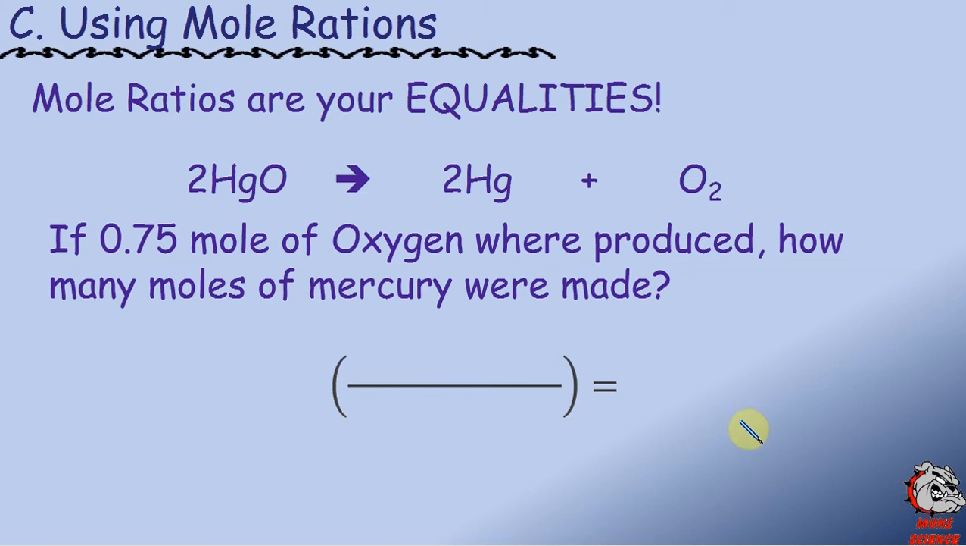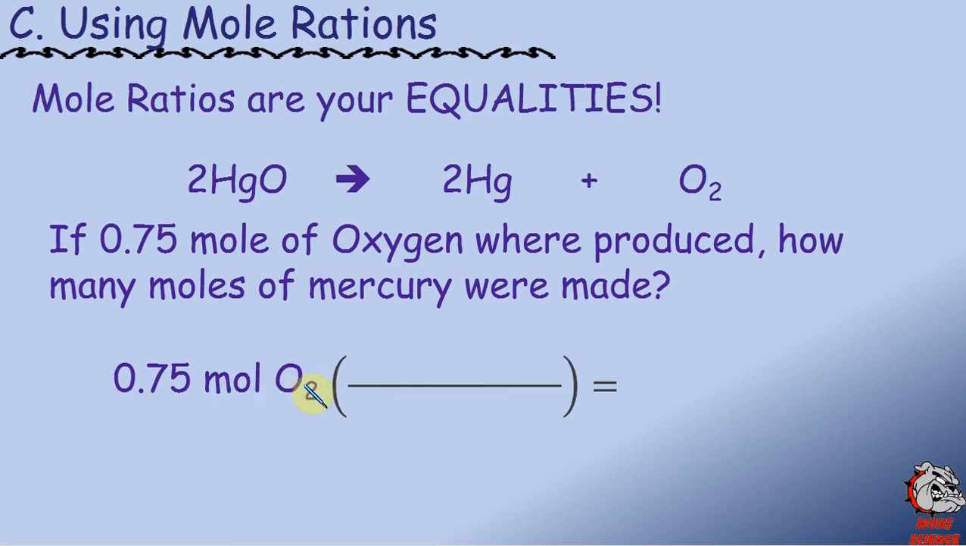So let's do this the factor label method. And so our given is going to be 0.75 moles of oxygen. So we put in 0.75 moles of oxygen on the bottom. Well, what goes in on the outside? What goes on the bottom of our conversion factor here? Well, I have moles of oxygen out here.